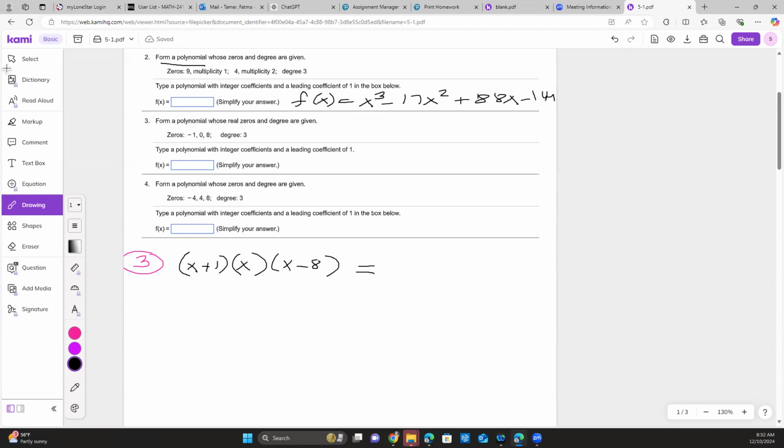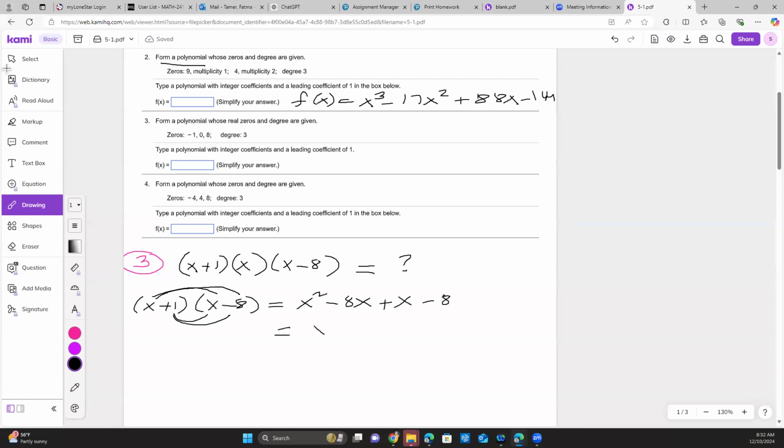Now, once we set up these 3 factors, it is time to FOIL. You can FOIL them in any order you like. So in this case, I'm going to first FOIL (x plus 1) by (x minus 8), because then multiplying them by x will be very easy. X times x is x squared. X times negative 8 is negative 8x. Positive 1 times x is positive 1x. And then when I multiply these two, I get a negative 8.